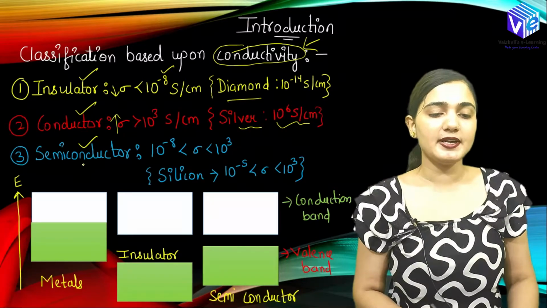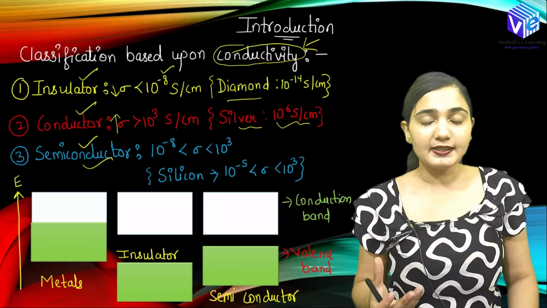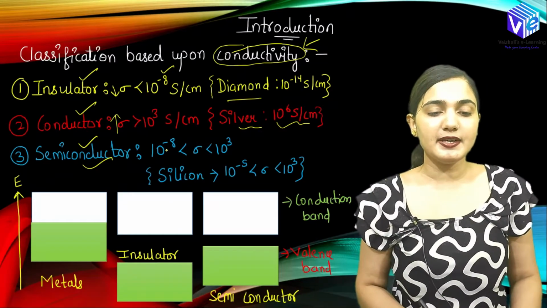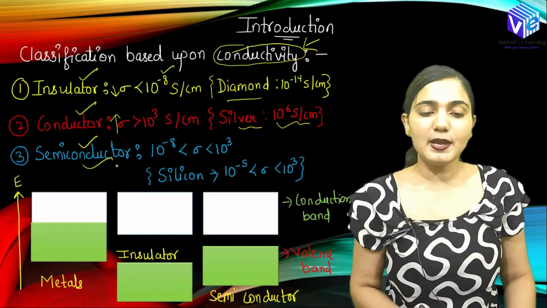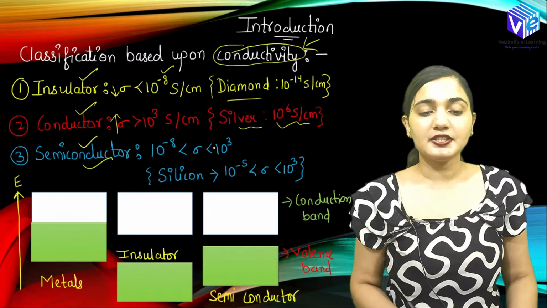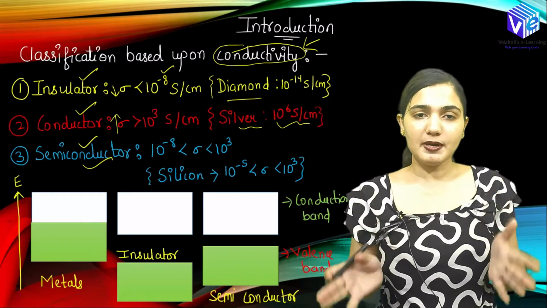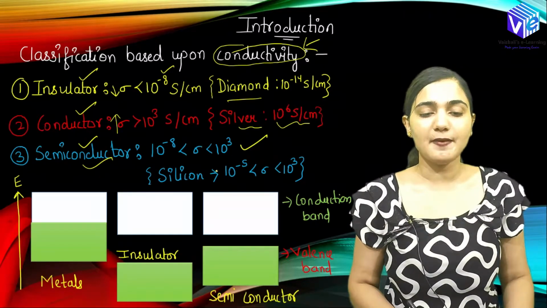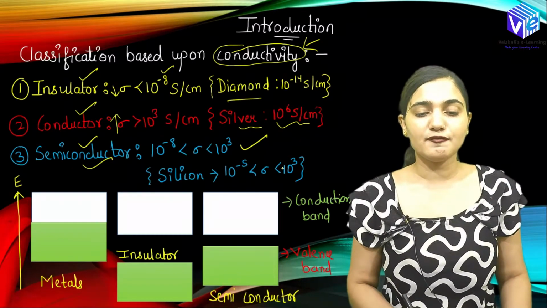Then we have the semiconductor. Semiconductor, as the name suggests, is not a fully conductor, it's a semiconductor. So it has conductivity in between 10 raised to power minus 8, which was there for the insulator. If I go below this, I will have an insulator. And in between 10 raised to power 3. If I go above 10 raised to power 3, I will have a conductor. So in between insulator and conductor, I will have the semiconductor.